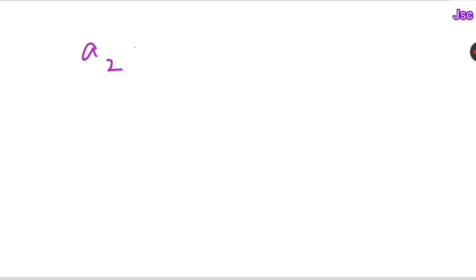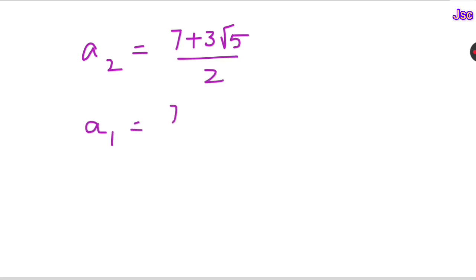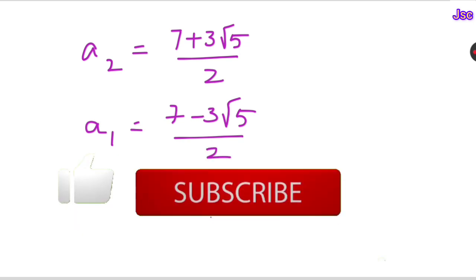That is the second solution, (7 plus 3 root 5) over 2. And our first solution is (7 minus 3 root 5) over 2. These are the two solutions of this expression.